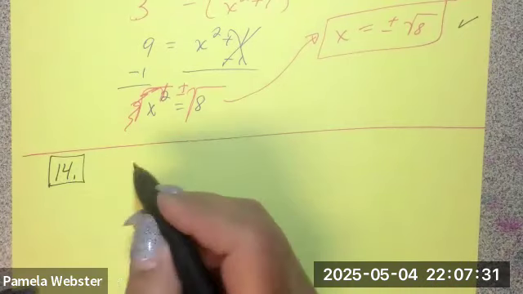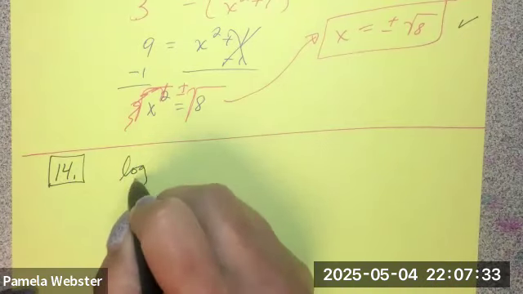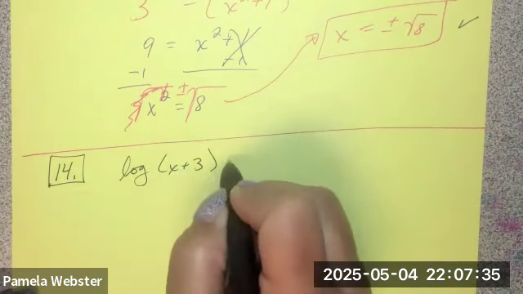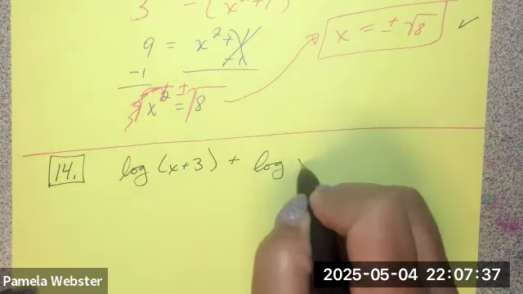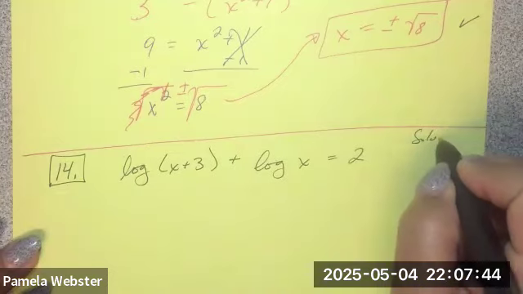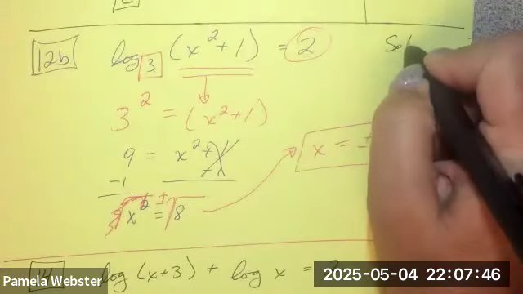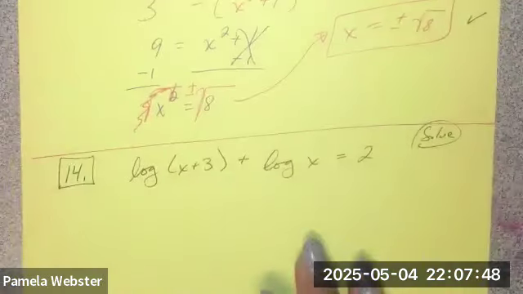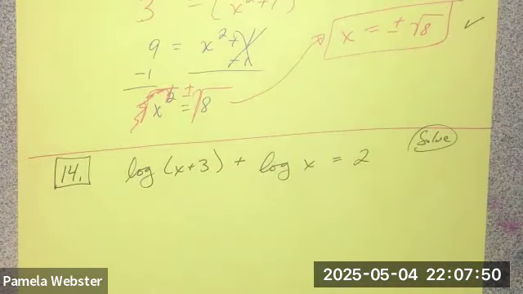Number 14 on this test that I'm looking at says log of x plus 3 plus log of x equals 2. And it says use your knowledge of log properties to solve. This other one said solve too. I didn't write it down. Sorry. Okay, use your knowledge of log properties to solve.